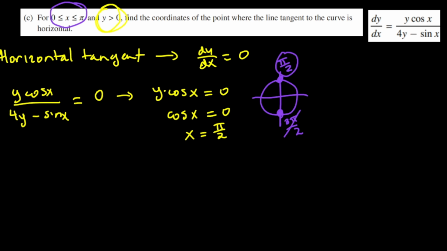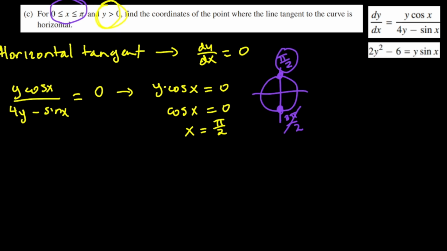Now that we know that x is pi over 2, we have to figure out where that happens on the original curve. So what we're missing is a y value. For that, we're going to need the original equation that relates x and y. So they told us that 2y squared minus 6 equals y sine of x. And we just figured out that x was pi over 2. So if we plug in pi over 2 for x, we get 2y squared minus 6 equals y times sine of pi over 2. The sine of pi over 2 is 1. So on the right side, we just get y.